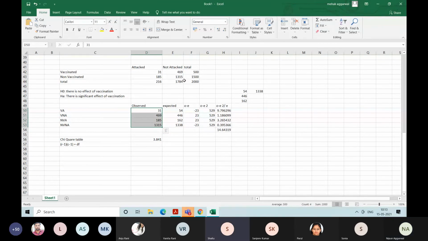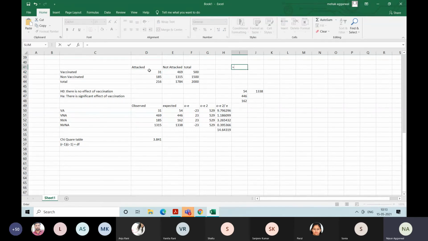Yes sir. So expected is like, suppose I want to calculate the expected value against this 31. This 31 is the observed frequency. I want to calculate the expected value against this 31. So it will be calculated like this: the total of this row, which is 500.